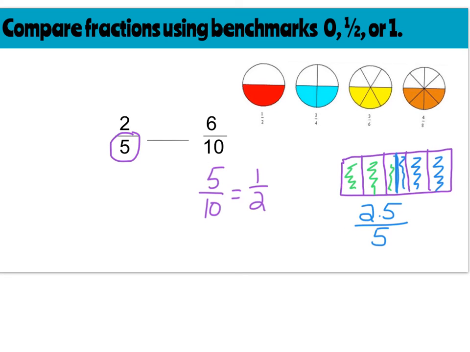So if I want to compare these without drawing a number line or without necessarily drawing a model and just reasoning it out about fractions, I know that 2/5 is less than 1/2, while 6/10 is more than 1/2. So that means that 6/10 must be the bigger unit.